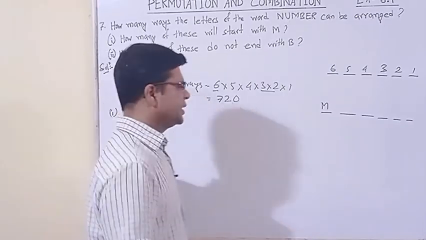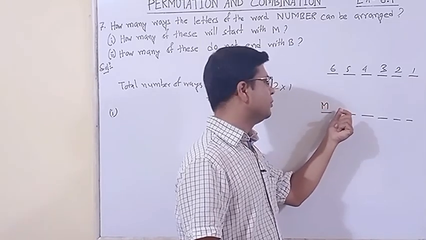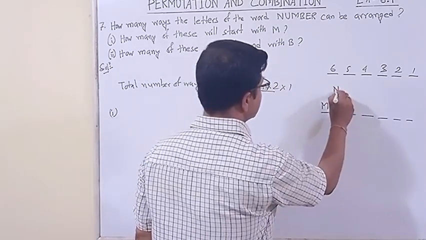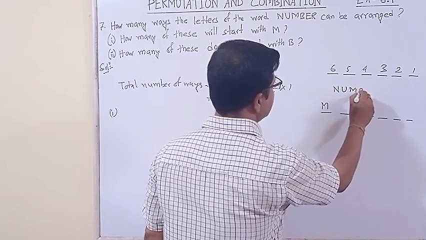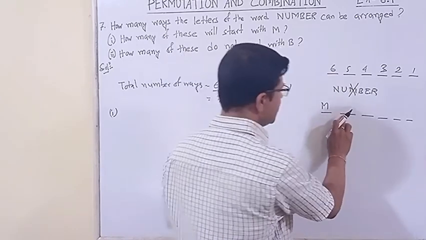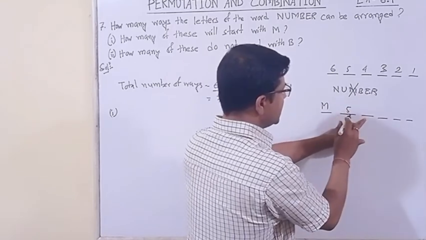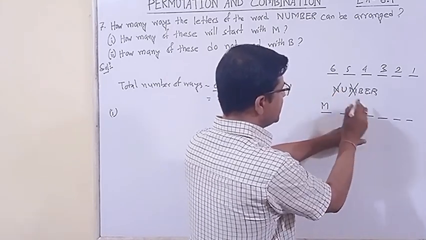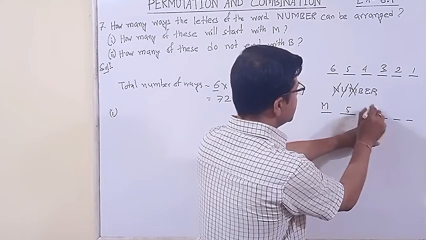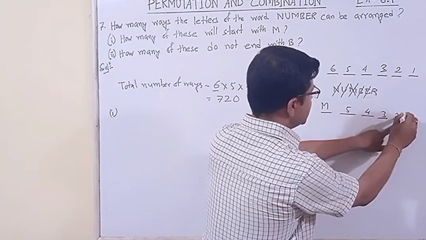So if this is fixed, what can we do? We cannot put any other letter here, but we can put letters here. See, the word is NUMBER. This is already chosen. So the next place can be filled in how many ways? 1 2 3 4 5 ways. Suppose this is chosen, this place can be filled in 4 ways. Then this place in 3 ways, this in 2 ways, and this in 1 way.